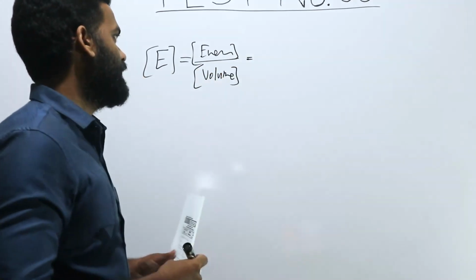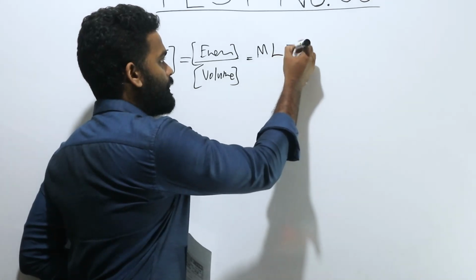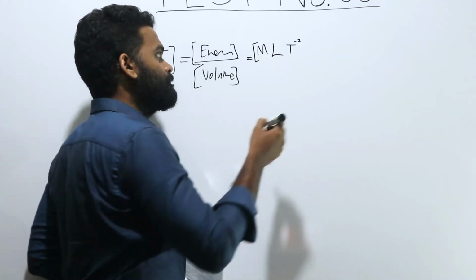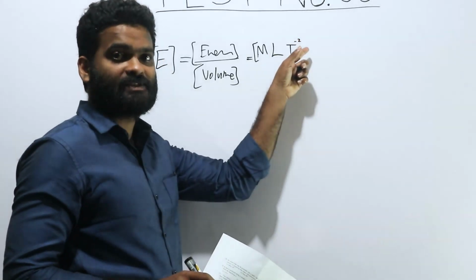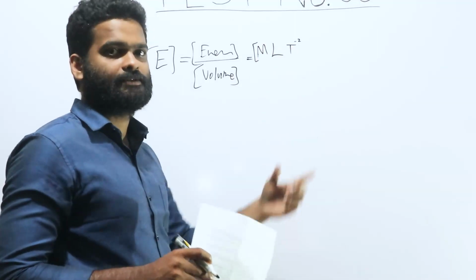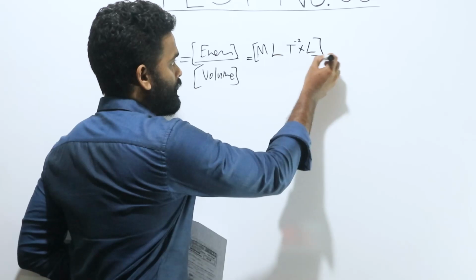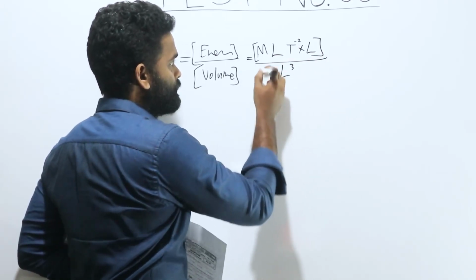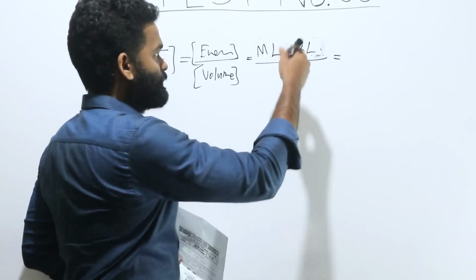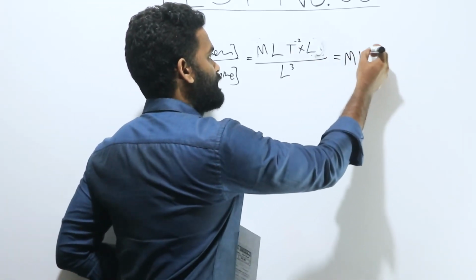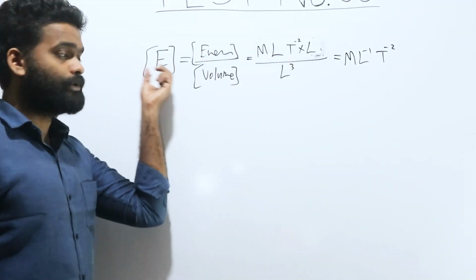So the dimensions of energy are the same as the dimensions of work. So ML T minus 2, that is for the force times distance, which is work and has the same dimensions as energy. Then divided by L cubed. If you simplify this, you get M L minus 1 T minus 2. So this is the dimensions of energy in a unit volume.